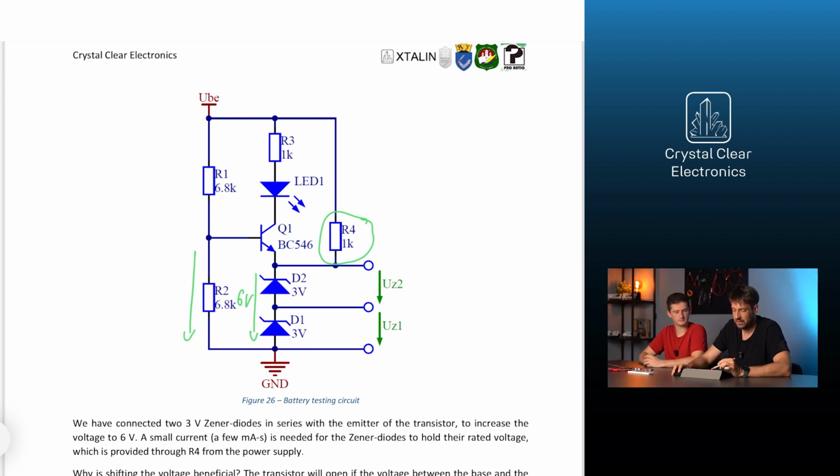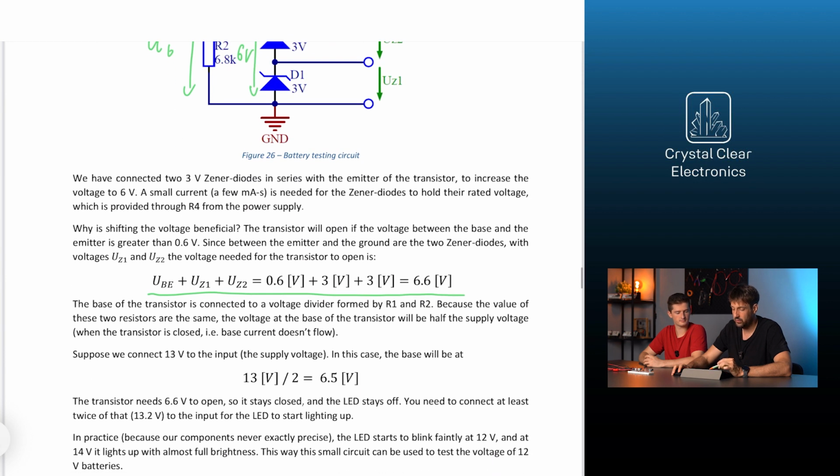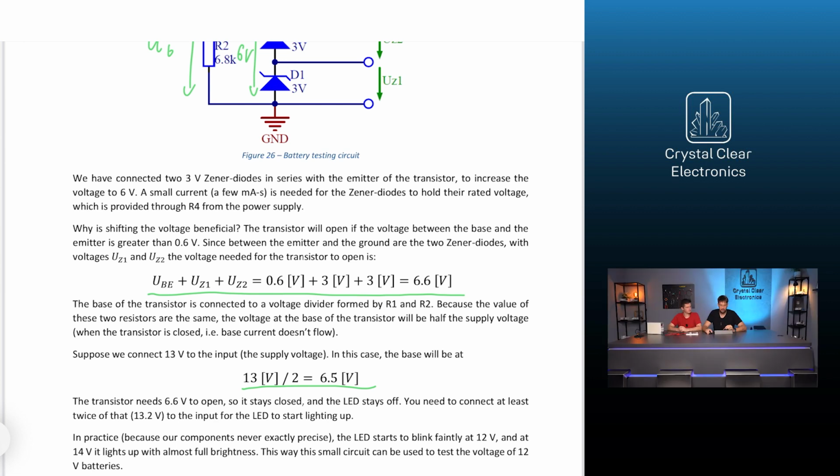The base of the transistor is connected to a voltage divider formed by R1 and R2. Because the values of these two resistors are the same, the voltage at the base of the transistor will be half the supply voltage when the transistor is off, as there is no base current flowing. Let's see what happens when 13 volts is connected to the input. In this case, the base voltage will be 13 volts divided by 2, which equals 6.5 volts. The transistor needs 6.6 volts to turn on, so it stays turned off and the LED stays off. You need to connect at least 2 times 6.6 volts, that is 13.2 volts to the input for the LED to start lighting up.